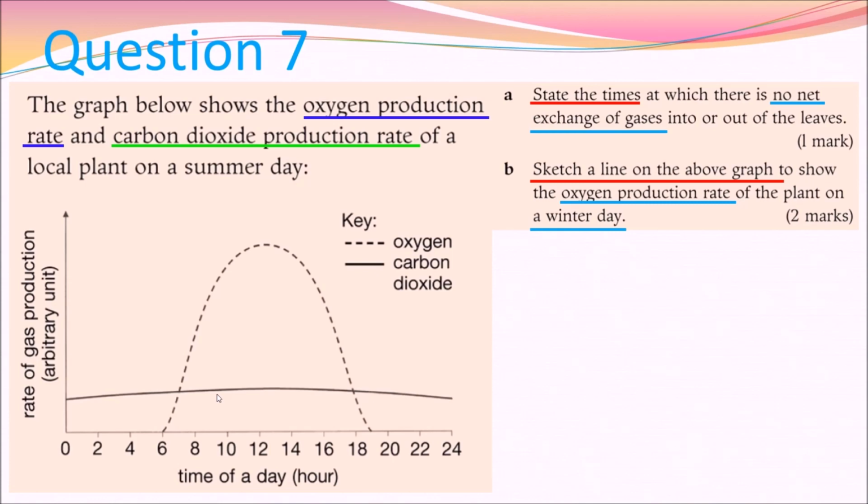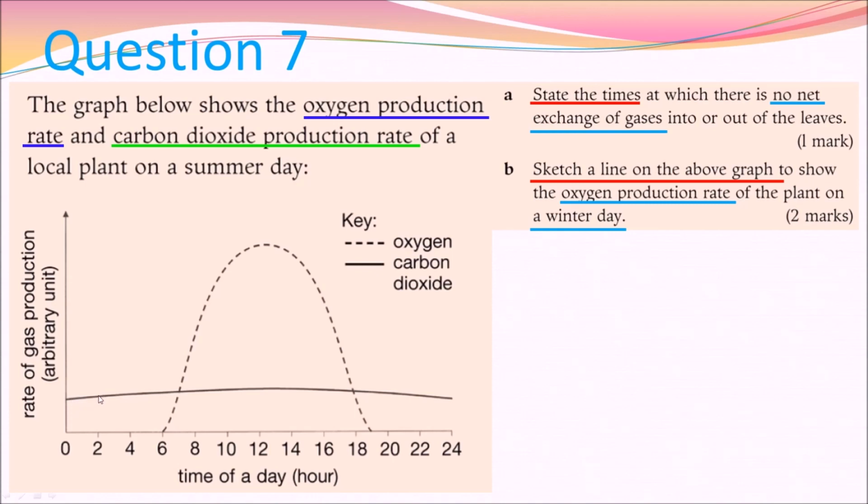on a summer day. What you can see is that on the x-axis you will find the time, 2 a.m., 4 a.m., 6 a.m., and then 12 noon, and then 10 o'clock, and then 12 o'clock. And for the y-axis, it is the rate of gas production. The dotted line is for the oxygen production, and the solid line is for the carbon dioxide production.